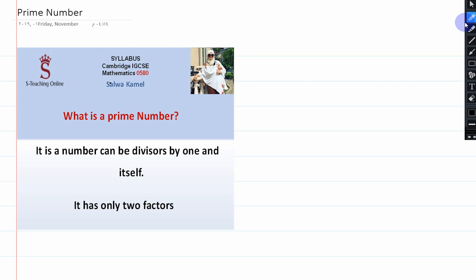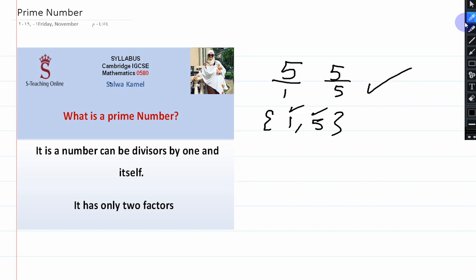For example, if I have the number 5, 5 can be divided by 1, okay, and 5 can be divided by 5. This means the set of factors will be 1 and 5. So the set consists of two elements only. No more numbers can divide 5. So we can say this is a prime number.